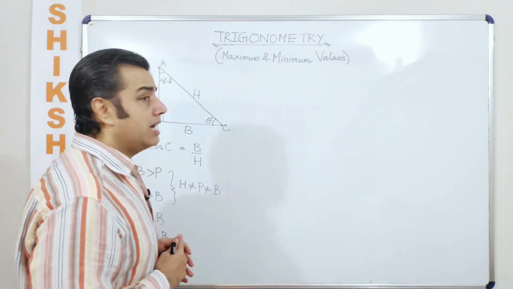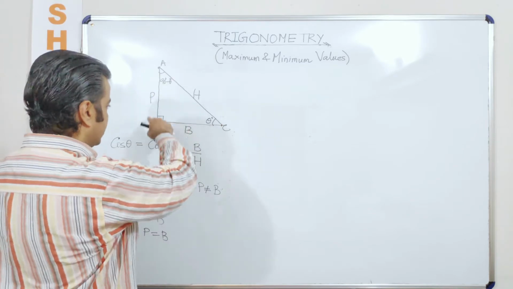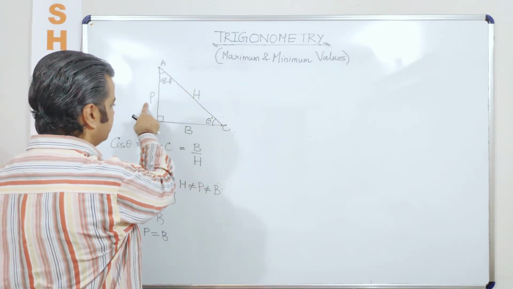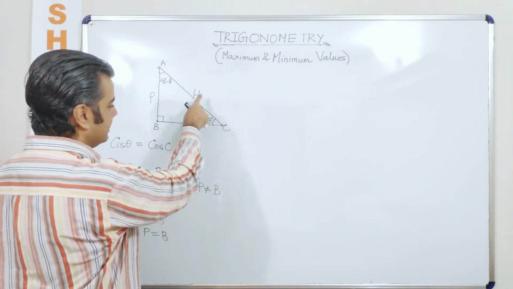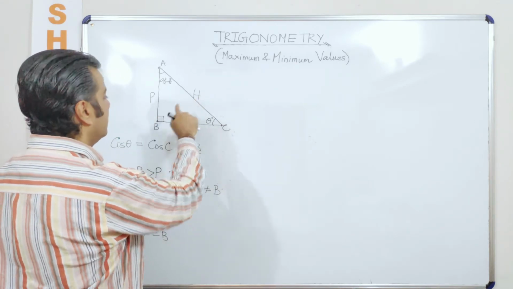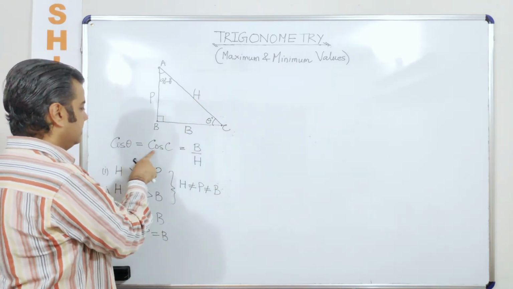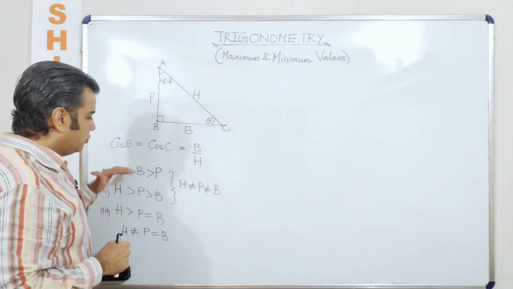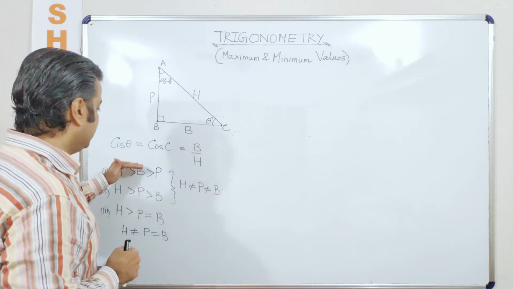Having said this, this is the triangle that I am taking. This is a right angled triangle where P is my perpendicular, B is my base and H is my hypotenuse. Now we know that cos theta is based upon the hypotenuse. You will see that broadly I have made three cases.